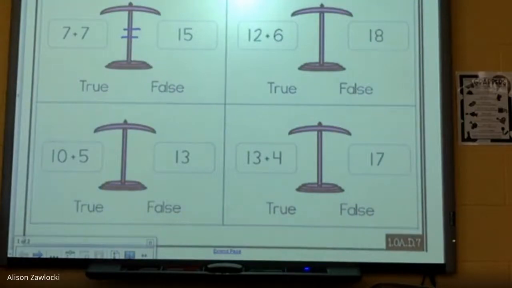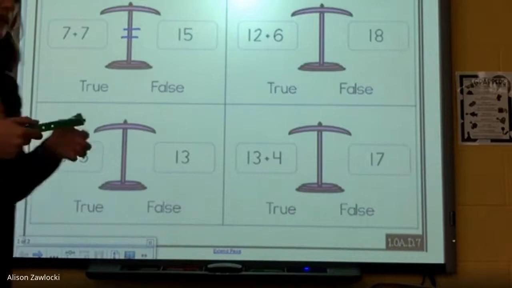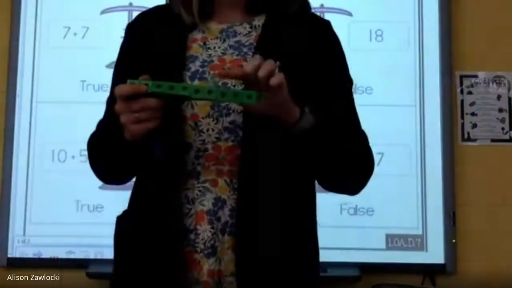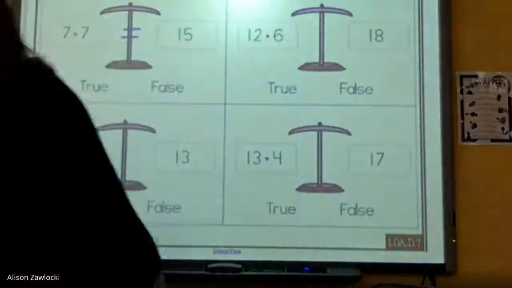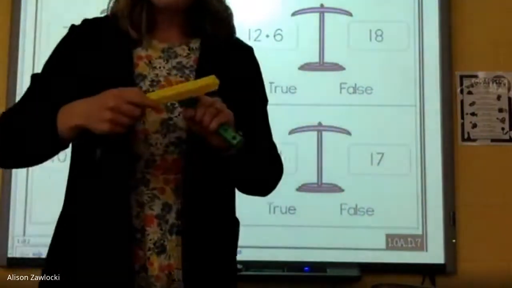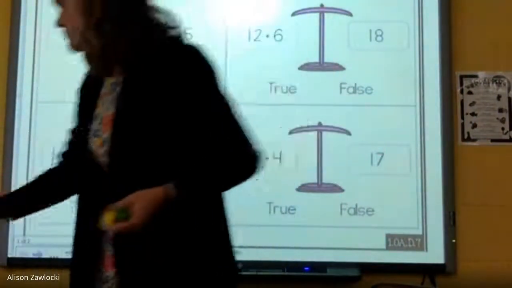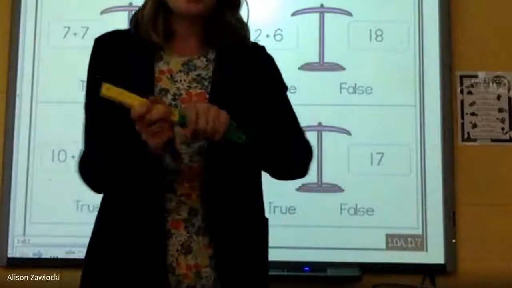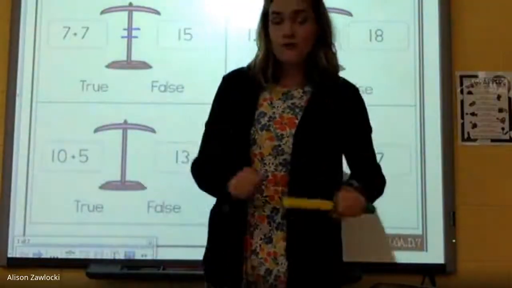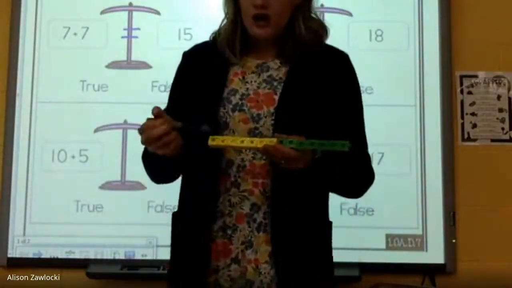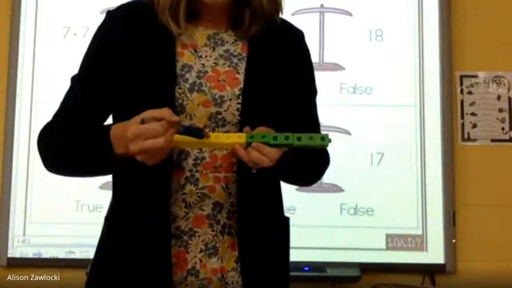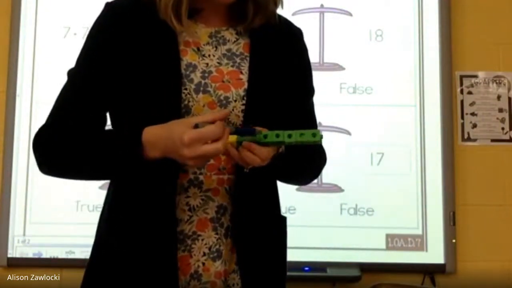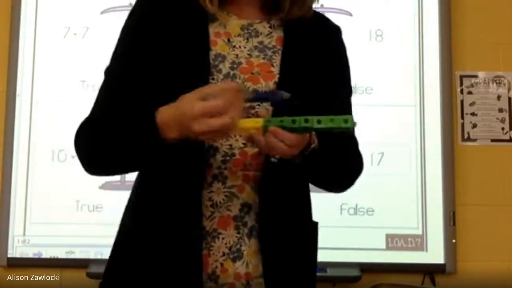I'm going to use counters to do this. You could count on, you could use your number line, you could use many different strategies. So let's do that. Let's pull out 7, 1, 2, 3, 4, 5, 6, 7, plus 1, 2, 3, 4, 5, 6, 7. So we're going to add this all together and see if it's true or false, just like our musical said. Let's count all together. 1, 2, 3, 4, 5, 6, 7, 8, 9, 10, 11, 12, 13, 14.